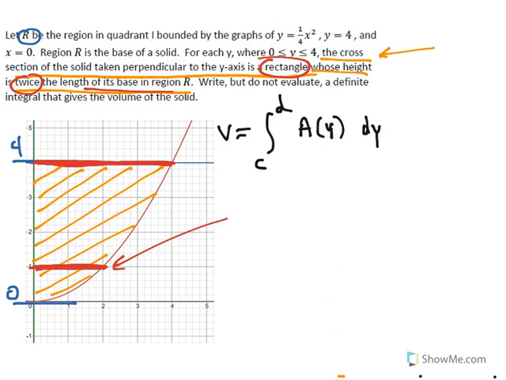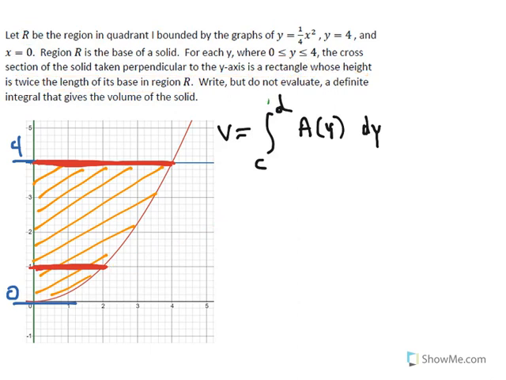And why do we integrate with respect to y in this example? Because we're taking cross-sections perpendicular to the y-axis. So everything has to be in terms of y. The integrand giving us the area of each cross-sectional surface must be a function of y. The limits of integration must be y values.